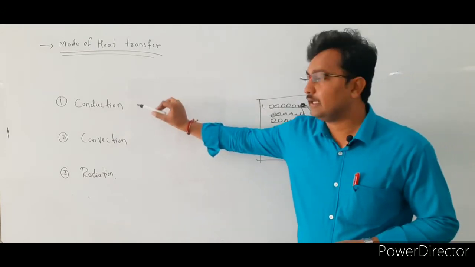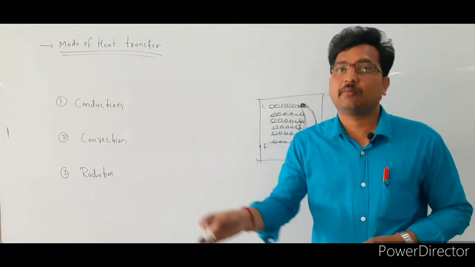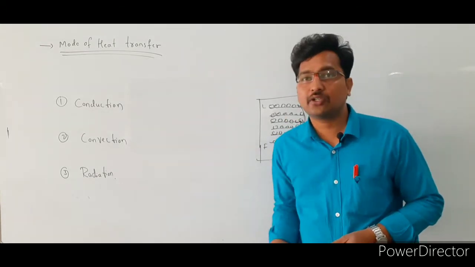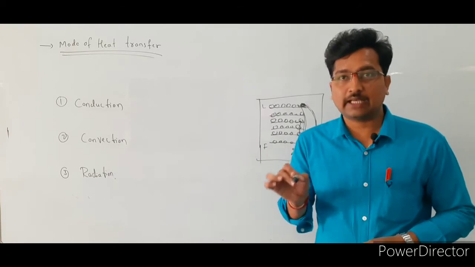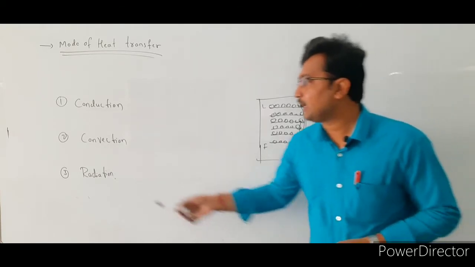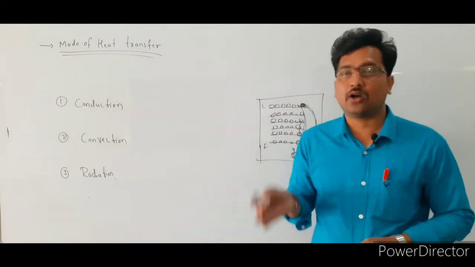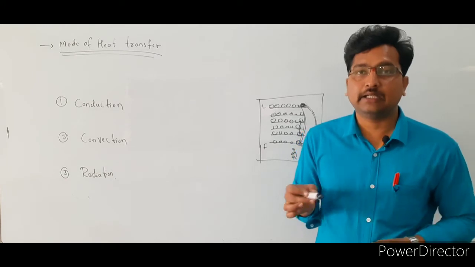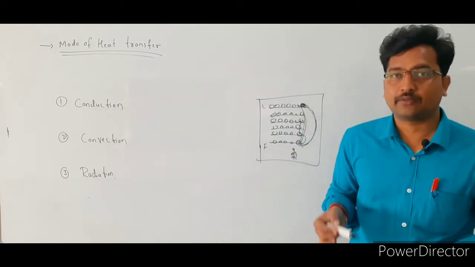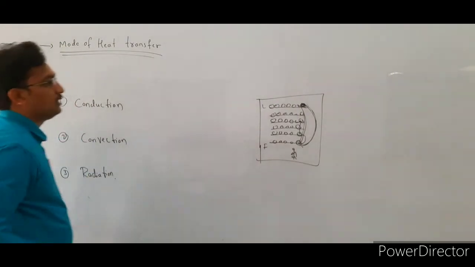So these are the definitions of conduction, convection, and radiation. In conduction, heat is transferred from hot end to cold end without actual movement of the particle. In convection, heat is transferred from hot end to cold end with actual movement of the particle. And radiation means heat is transferred from hot end to cold end without interfering with the intermediate medium. Okay. See here, in that first one, conduction.